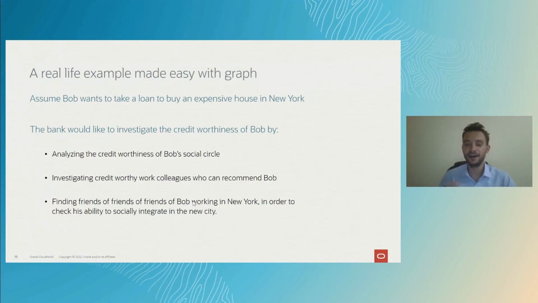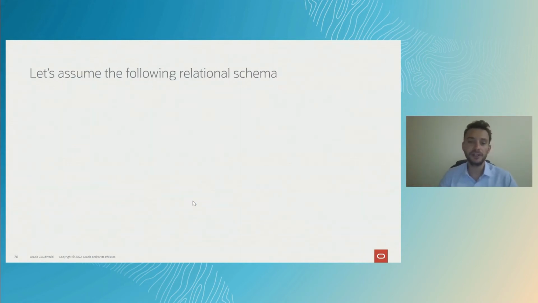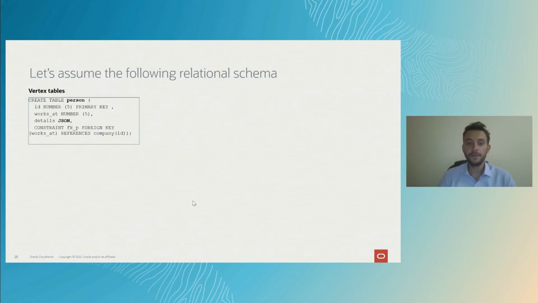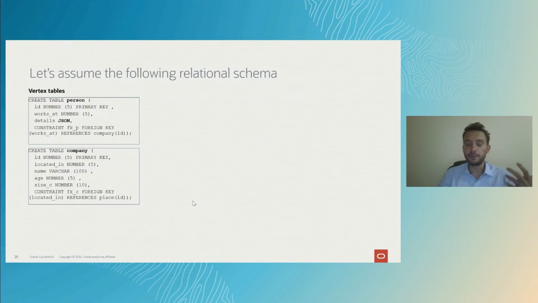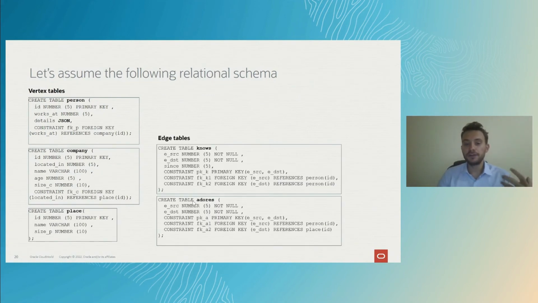So let's see how, using graphs on top of relational data, one can answer those questions. First of all, let's see what the underlying schema could be. The schema could be composed of some tables, for example, persons, companies, and places. And then persons can work at the company.